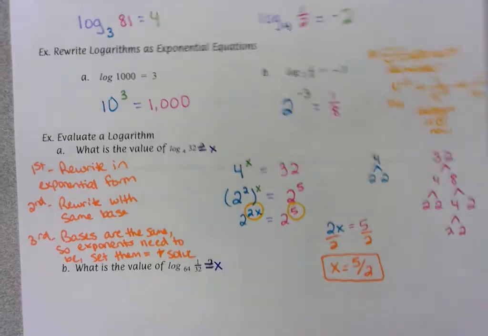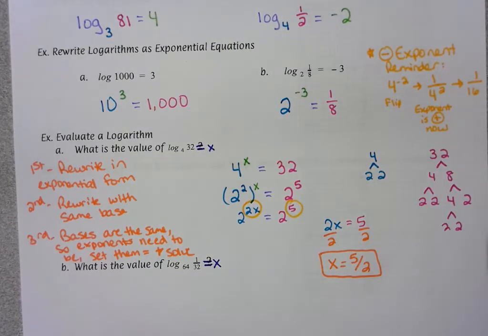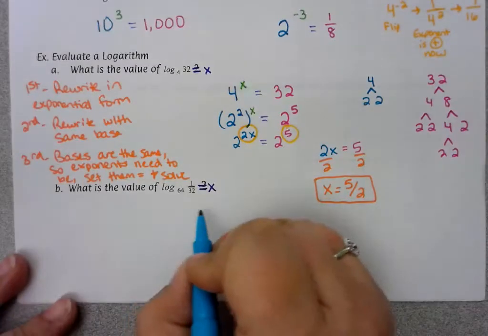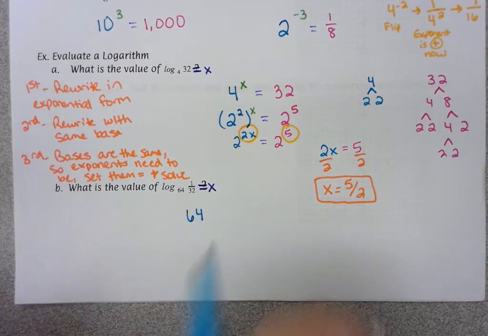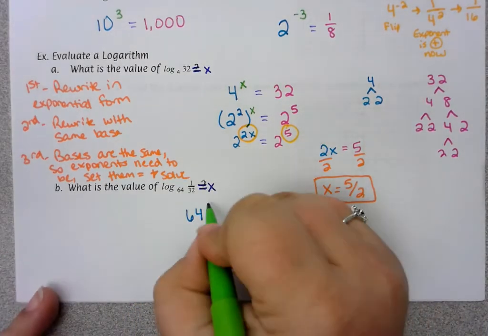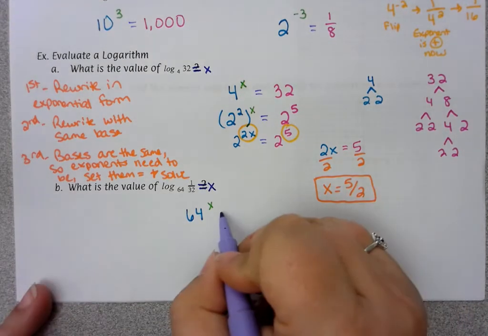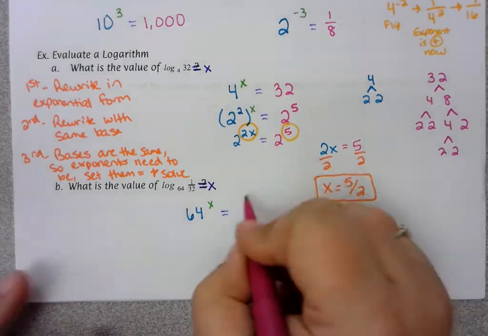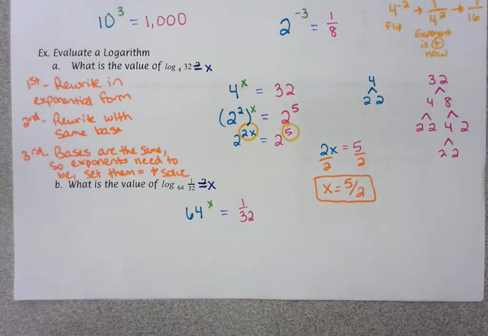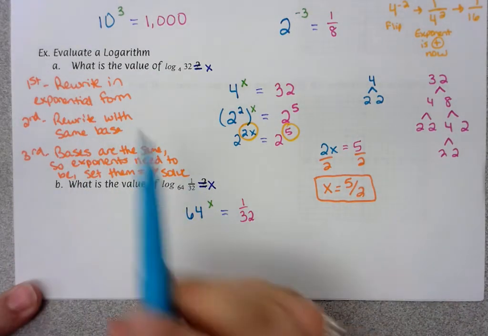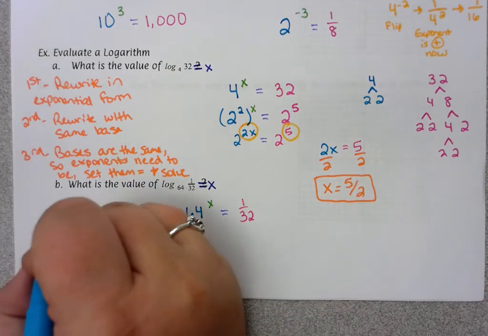Okay, next one, log base 64 of 1/32 equals x. So same thing, we're going to make it so it is 64 to the x equals what we were taking the log of, equals 1/32. Okay, so now again, factor tree. We would need to rewrite them. So we wrote it in exponential form. Now we need to rewrite it with the same base.